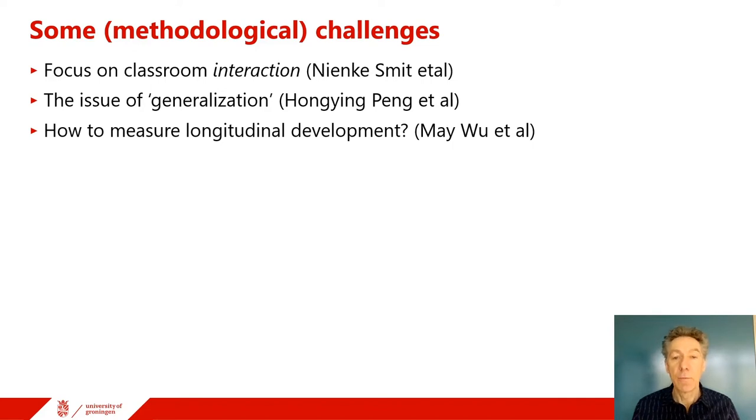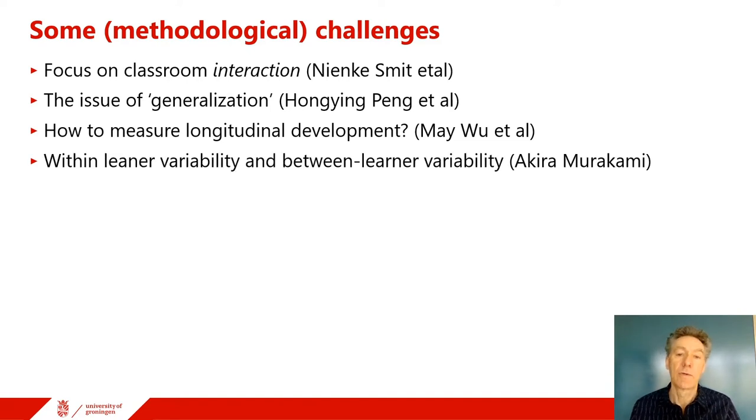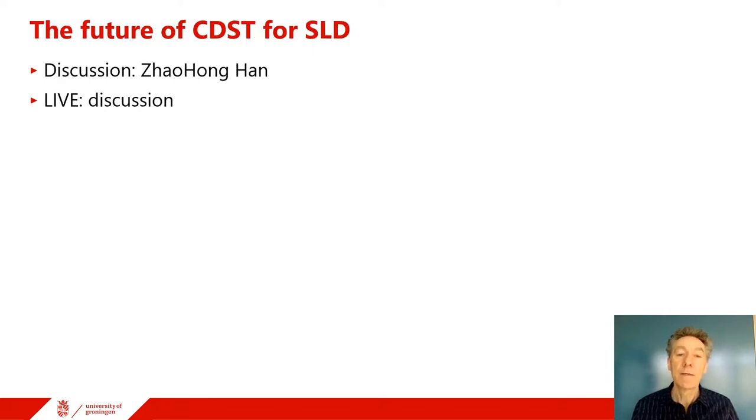Our third paper by Mei Wu and colleagues takes a critical stance on the reliability of measurements used in longitudinal research, making a comparison to G-theory calculations of reliability. Also, Akira Murakami, the fourth paper, will address challenges we are facing in longitudinal research with a focus on the discrepancy between group averages and individual patterns of development, and proposes the technique of learner mean centering as a new way to deal with this. Finally, we can listen to Zhao Hong Han's summary and critical evaluation of the work presented at this colloquium.